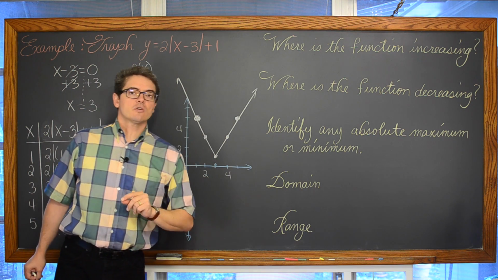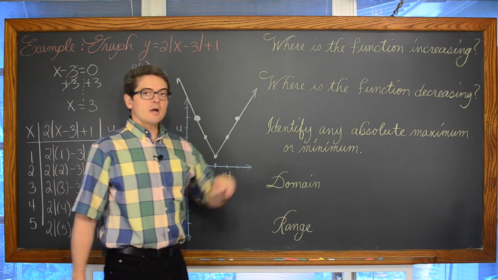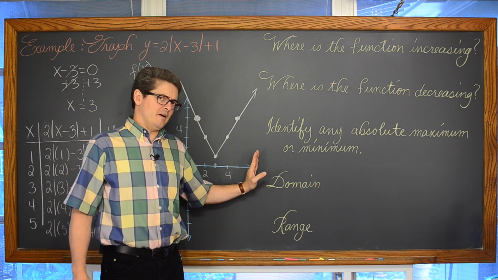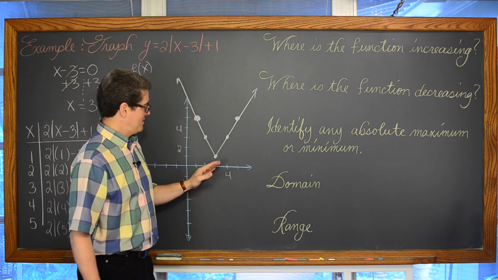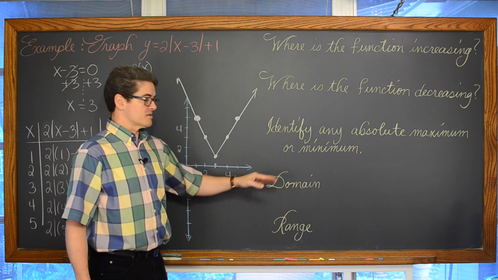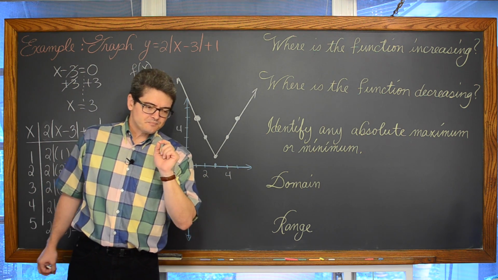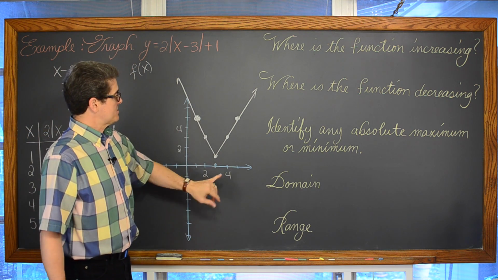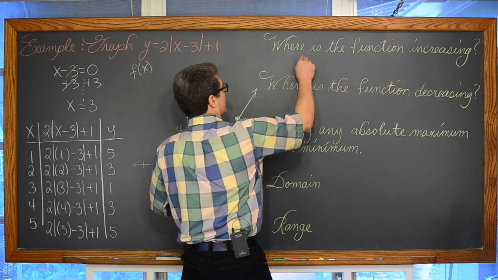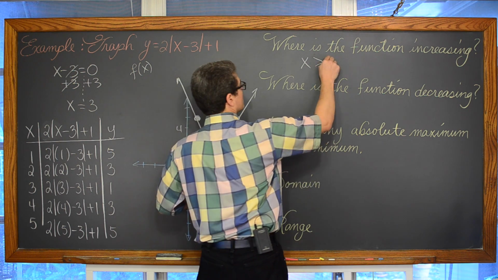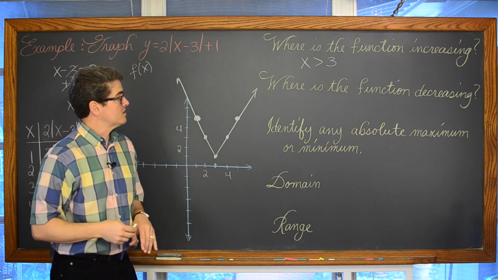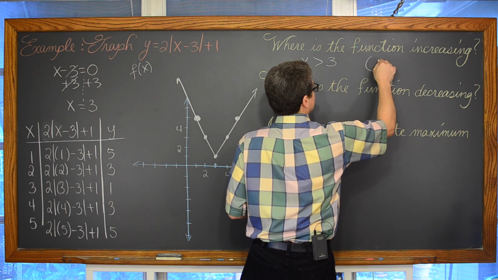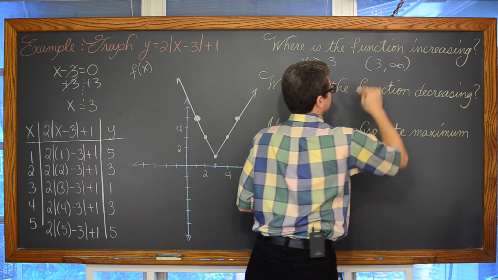Now, where is the function increasing? Where is it going up to the right? Where are the dependent values increasing while the independent value increases? All sounds all fancy. Where the y's get bigger as x gets bigger. And again, focus on the interval along the x-axis. The function is increasing for x greater than 3, if your book is using inequality notation, or if your book is using interval notation, you'll see that it's increasing from 3 to infinity.